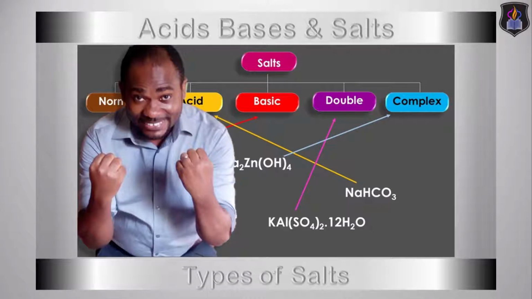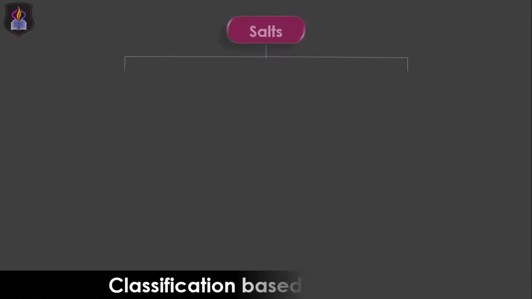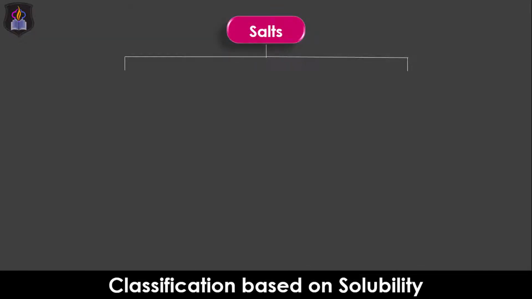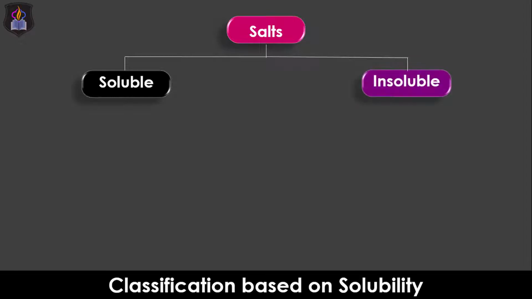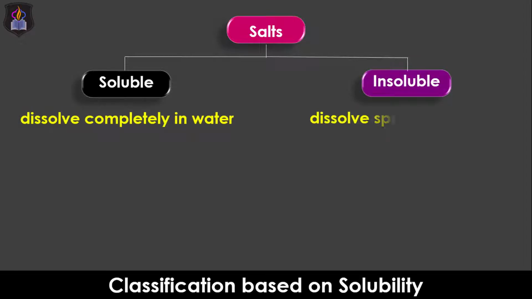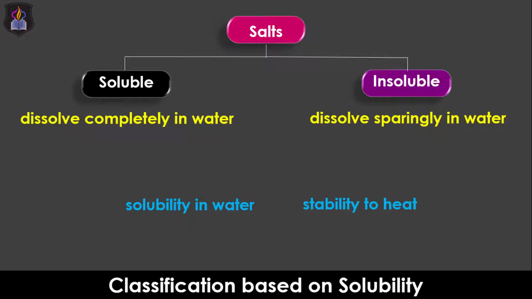In our last tutorials on types of salts, we learned that salts can be classified based on their composition and solubility in water. Based on solubility, salts are grouped into soluble salts and insoluble salts. Soluble salts dissolve completely in water, while insoluble salts do not dissolve in water, or they do so sparingly. It is good we know some examples of soluble and insoluble salts, as the method employed in preparing a given salt mostly depends on the solubility in water and stability to heat.